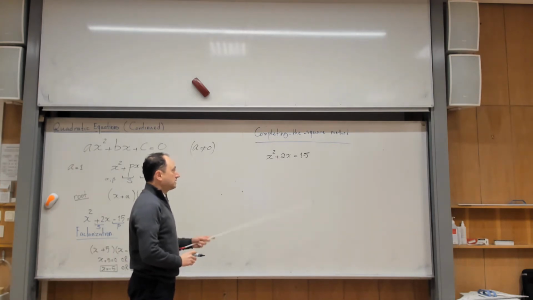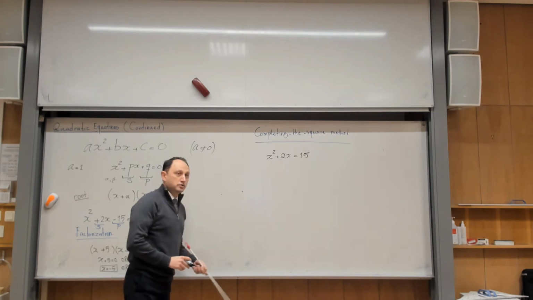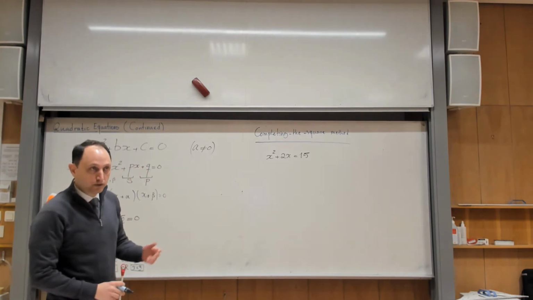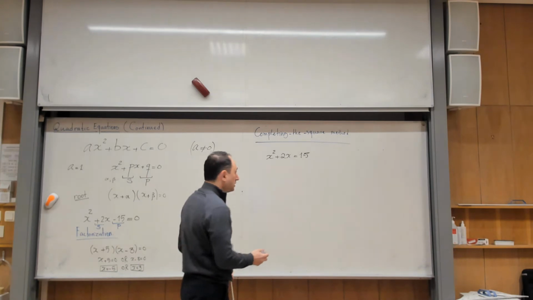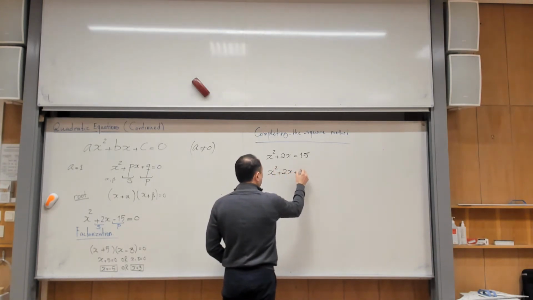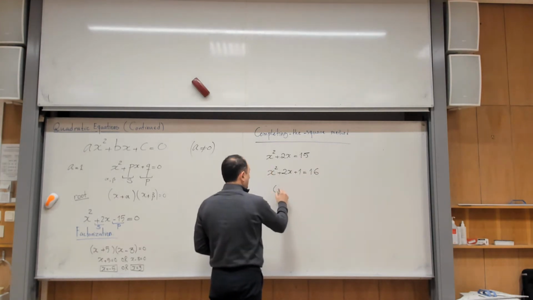What was that? You take this number, divide it by 2 in your head, and square it. So if you divide this number by 2, it becomes 1, and if you square it, again it becomes 1. So the number that you are supposed to add is 1. So you add 1 to both sides. This becomes 16. And this is now a squaring pattern.